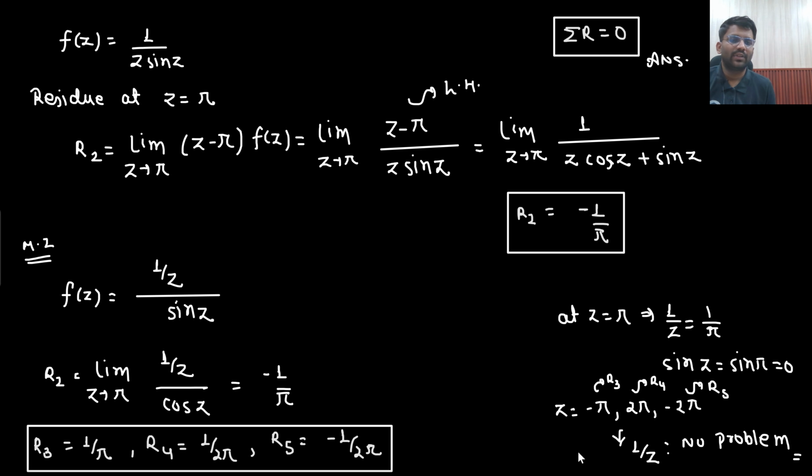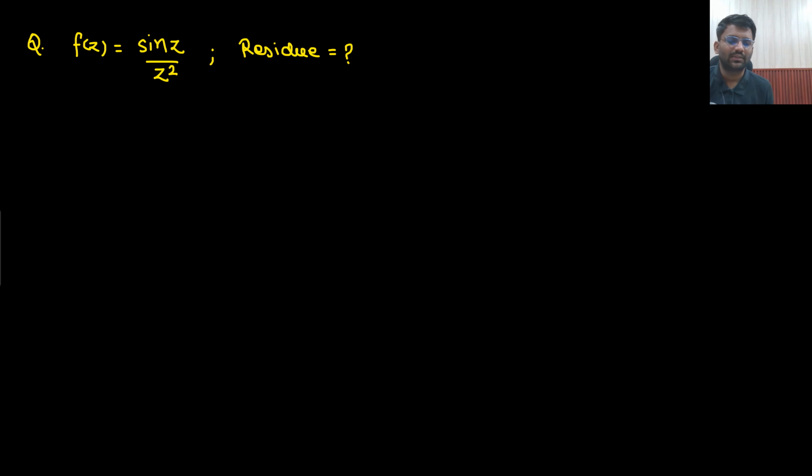Then, sir, other guys are also there, but 1 by z is saying that I am not creating any problem. So you keep me as it is, and differentiate the denominator, and then you put z tending to pi, z tending to 2 pi, z tending to minus pi, z tending to minus 2 pi. Understandable? Let's solve the next question.